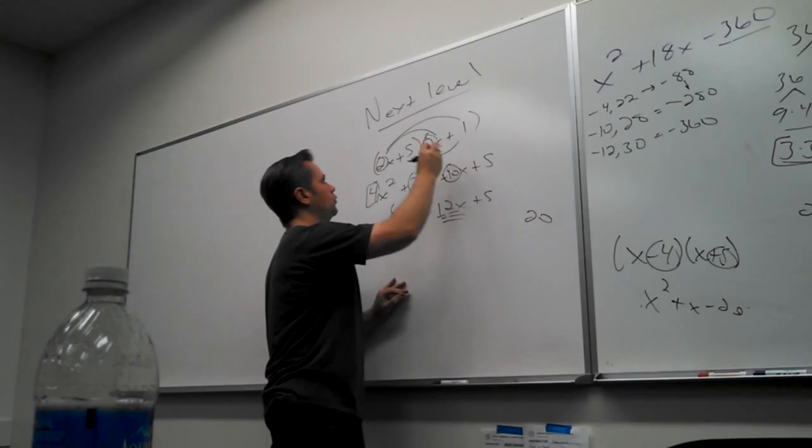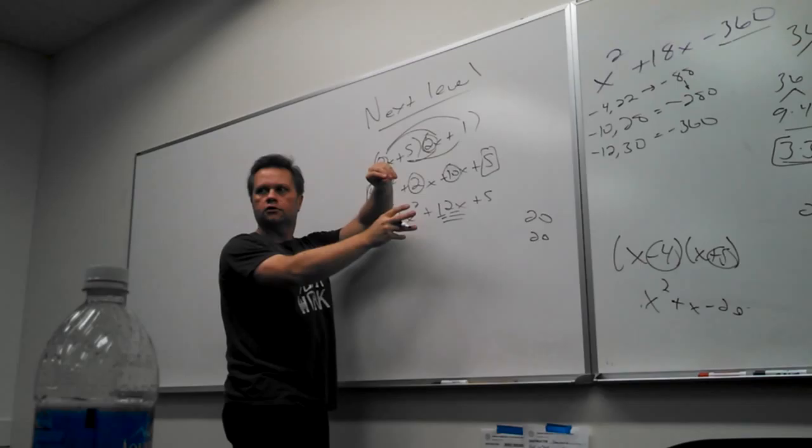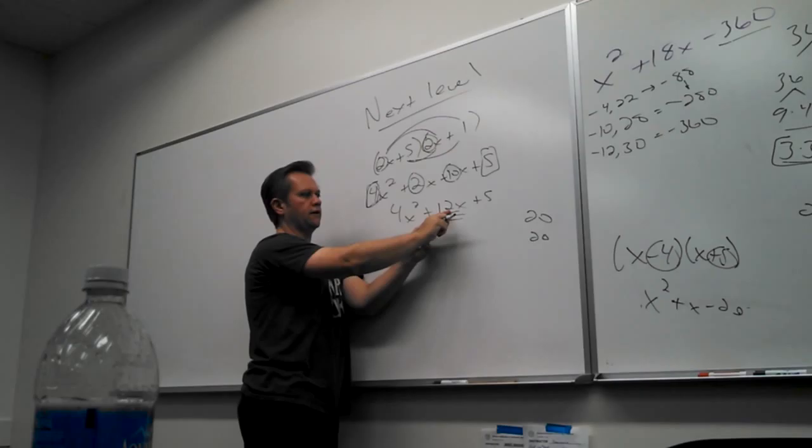Interesting. That always happens, because the parts of 4 went into the parts of the middle to mess it up. So the parts of 4, the 2 and the 2, actually doubled my middle parts. I've got to take that number into account. So here's how it works.